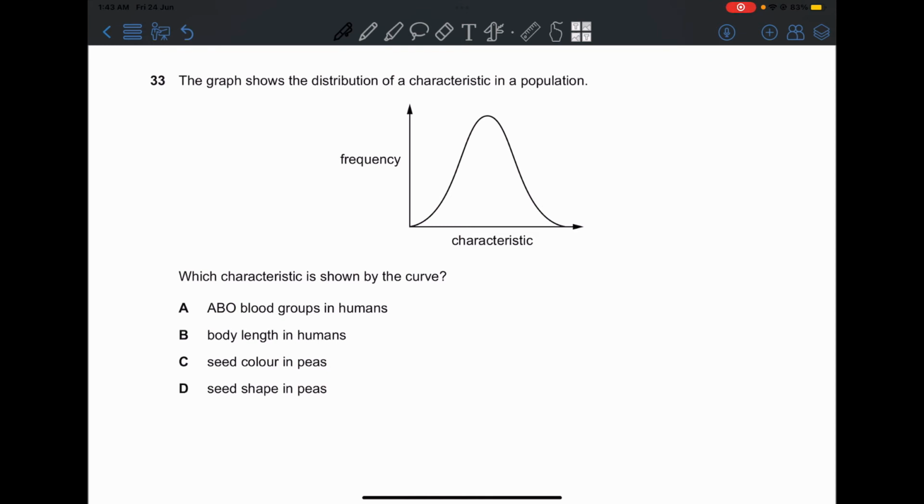33, the graph shows the distribution of a characteristic in a population. Which characteristic is shown by the curve? Now, of course, this is a symmetrical curve over here, or a graph. So this indicates that this is going to be continuous variation. So also we know that it's going to be continuous because, of course, there are extremities. Over here, there is the lower and the higher, or the upper. What I mean by that is there are some heights that are higher than usual, and there are some heights that are lower than usual, and there are some intermediates, and of course there are a lot of numbers in the continuous variation compared to the limited numbers in the discontinuous variation. So we're going to be choosing actually B.